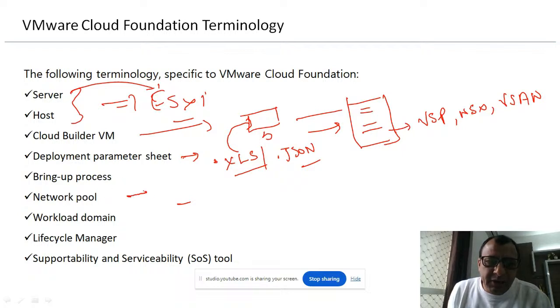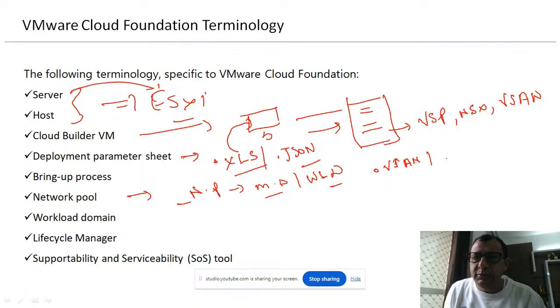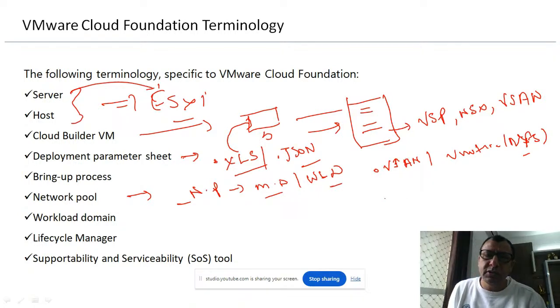Network pool: primarily we define network pools for expanding the existing cluster in the management domain or the workload domain, which we'll talk about more in upcoming slides. You have to define some networks for your vSAN, some for your vMotion, for your NFS storage, for your iSCSI storage, and for your vVol storage. All of that will be defined in the network pool.